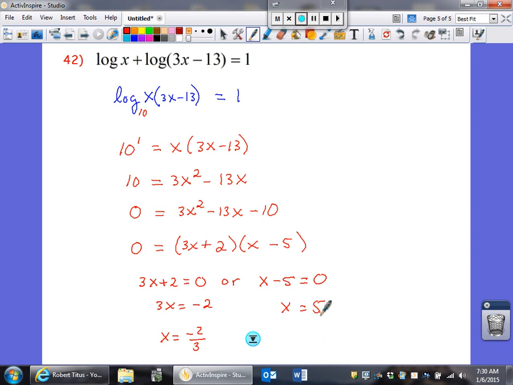Now, as far as the 5 goes, since we're starting with a log problem here, remember, you can't take the log of negative numbers. You can take the log of 5, and 3 times 5 is 15, and 15 minus 13 is 2. So you can take the log of 2. That's a legal thing to do. But with this negative 2/3, you can't take the log of negative 2/3. It's not in the domain of the logarithm.